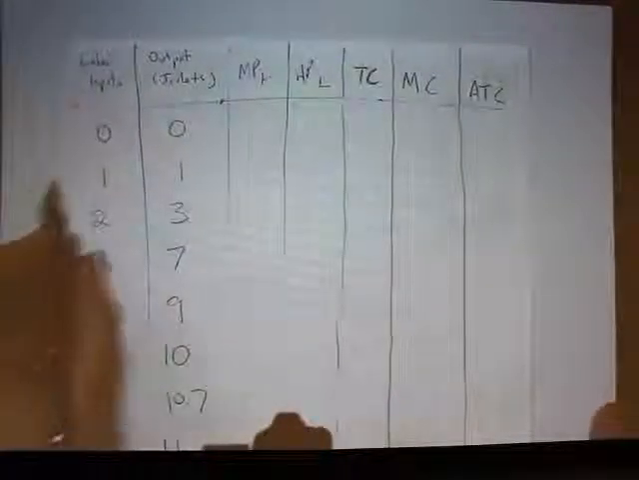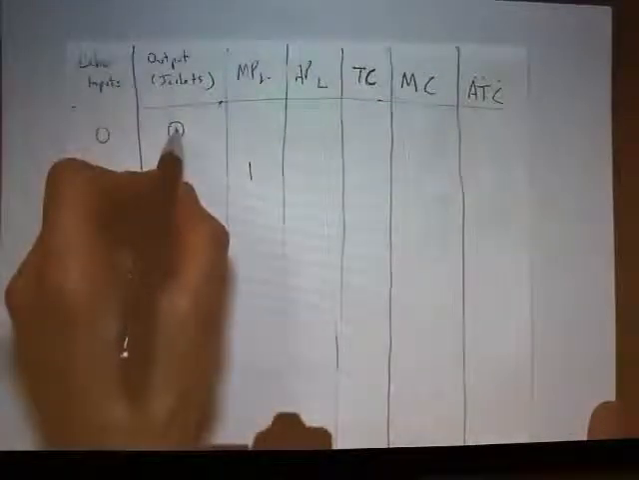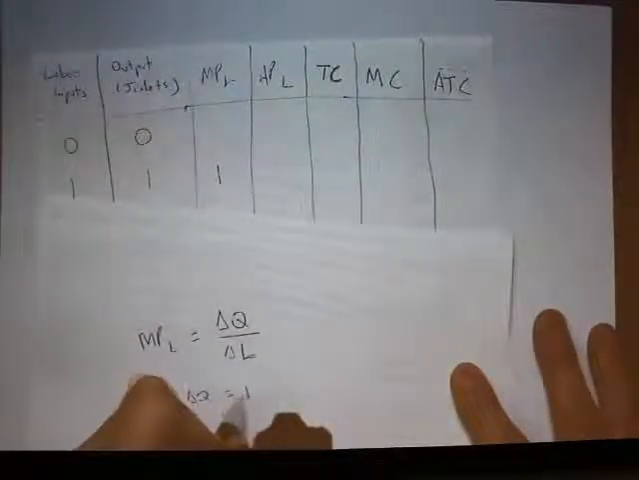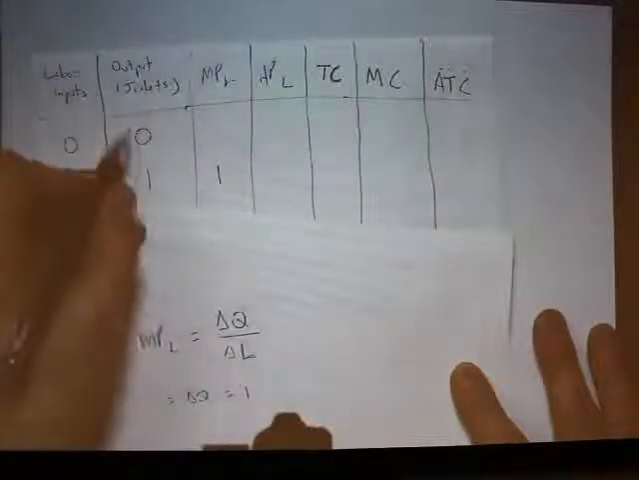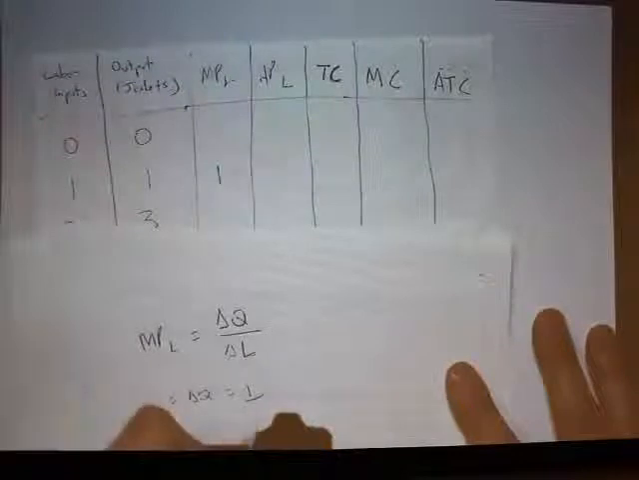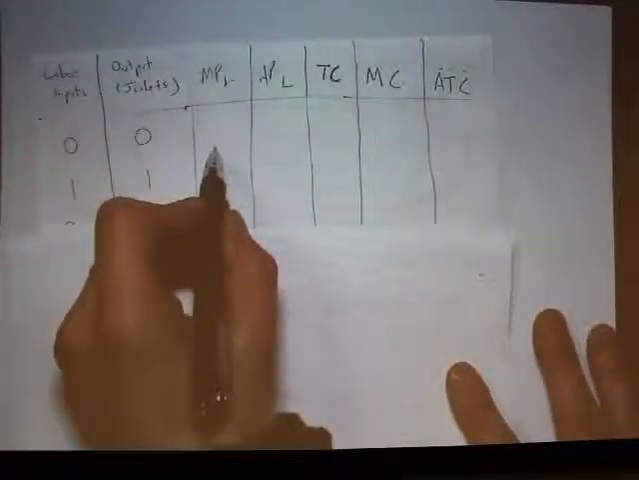So what's the marginal product of the first worker? 1. So we go the change in Q, delta Q is 1, right? This is 1 minus 0. And what's the change in labor? Also 1. 1 minus 0 is 1. So the marginal product of the first unit is 1. I'm putting it here in the second row. In the book, they would put it in between 0 and 1.